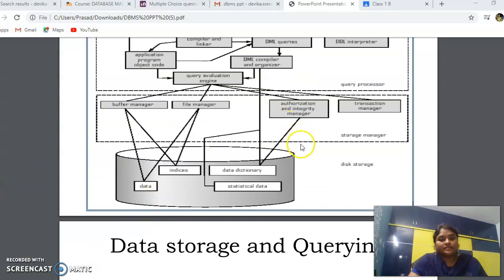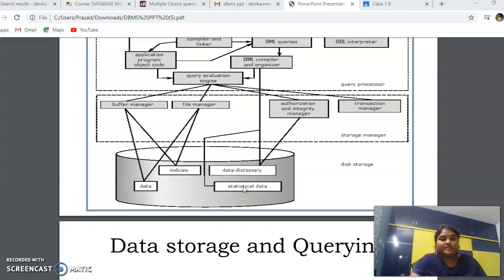As I said, data is stored in the form of blocks, so it uses data structures in order to store it. You know what data structures are: stack, queue, linked list. So how the data should be organized, it takes any of those forms and stores the data. It maintains data, indices, data dictionary, and statistical data.